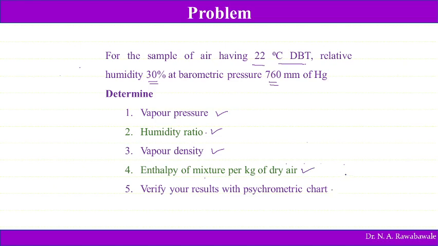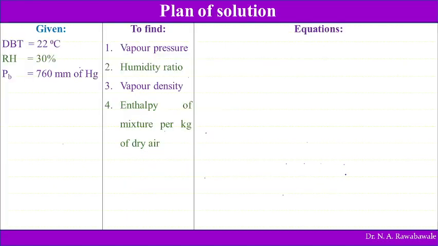So now coming to this data given, dry bulb temperature is given as 22 degrees Celsius, relative humidity is given as 30% and barometric pressure is given as 760 mm of Hg. So he is asking us to find out vapor pressure, humidity ratio, vapor density, enthalpy of air, and this data we have to verify with the psychrometric chart. So now very first is vapor pressure. We want to find out PV.